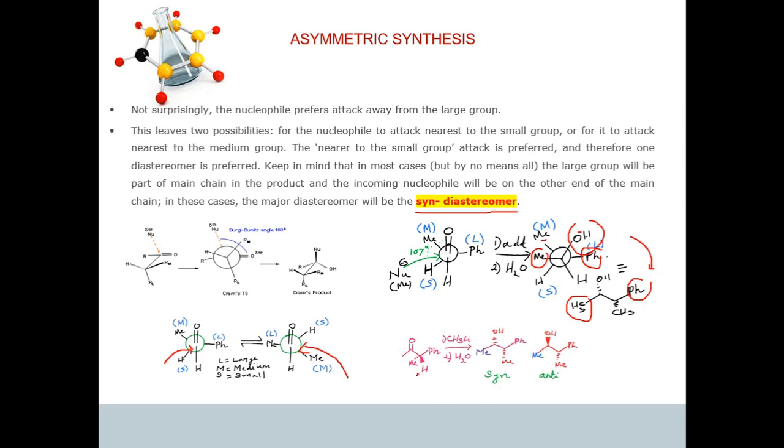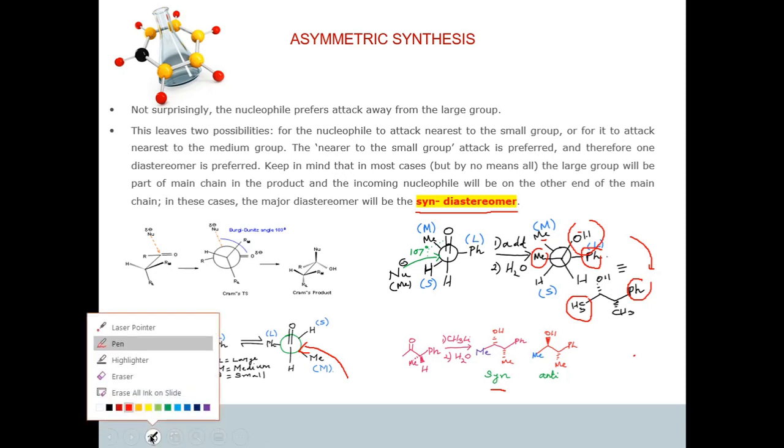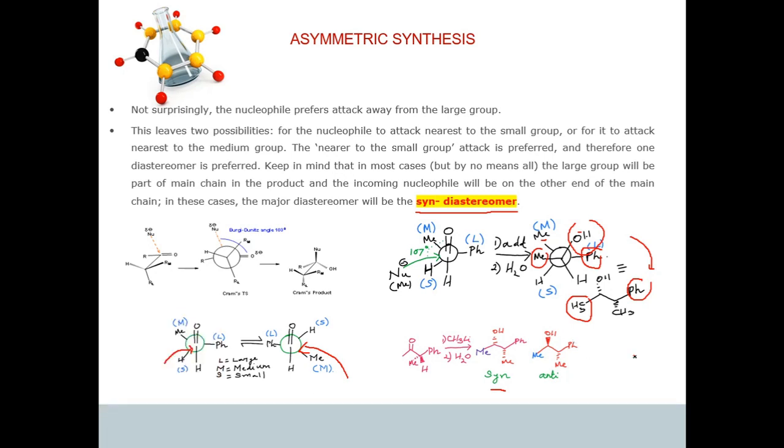You can see here the attack has taken place from the smaller side, from the side of the smaller group, and we end up with a syn product. Now if the attack had taken place the other way, let us see how it would have happened. If the attack had taken place from the other side, we would have ended up with this product. I am taking this particular model.